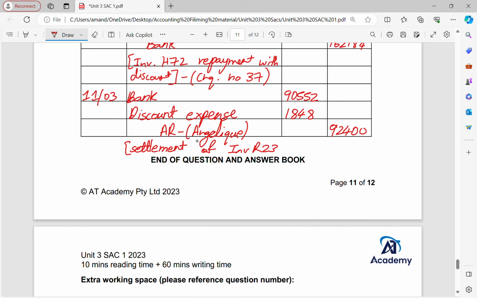Settlement of invoice R23 with discount granted or something, I don't know.